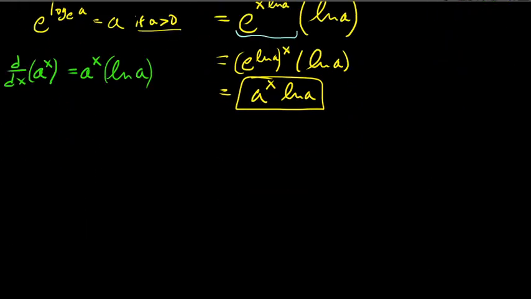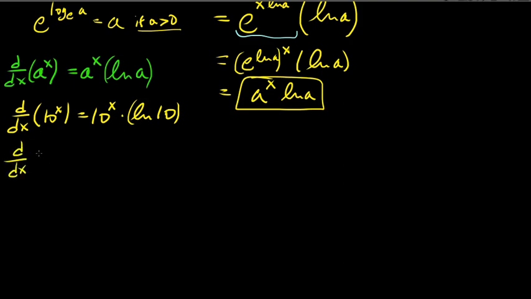So, for example, what's the derivative of 10 to the x? Well, it's just 10 to the x times the natural log of 10. And the natural log of 10 is 3 point something or other. But it doesn't matter, right? It's just a number times 10 to the x, right? So, yeah. Oh, what's the derivative of, how about 2 to the negative x?